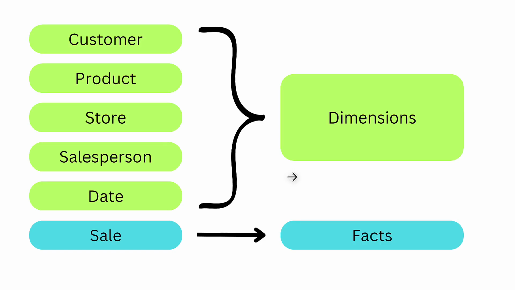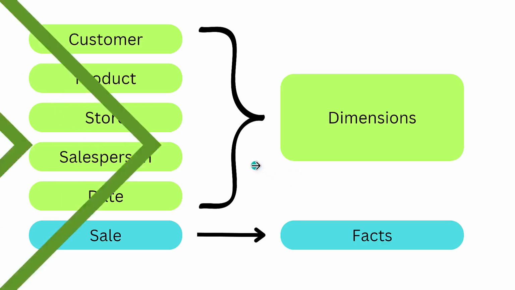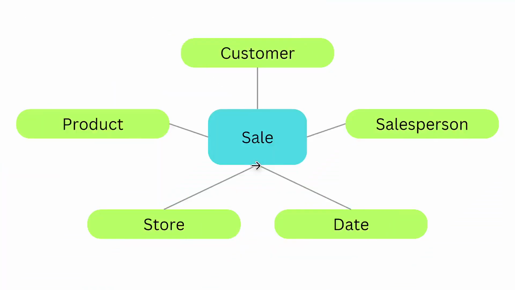Now let's put all of this into the context of tables in a data model. If we have one table each that represents our dimensions of customer, product, store, salesperson, and date, and we have another table that represents the sale where all of these dimensions intersect, what we end up with is a dimensional model. The center table where the dimensions intersect is known as a fact table, and the contextual data around it is contained in dimension tables.